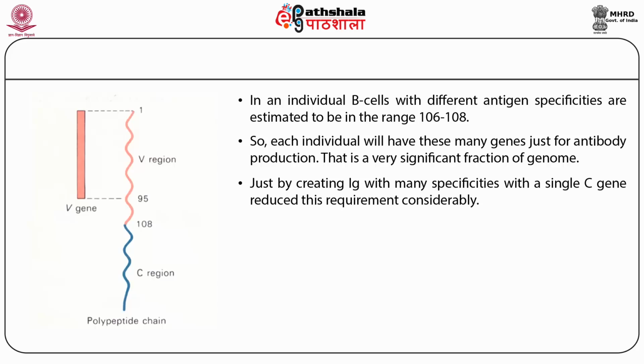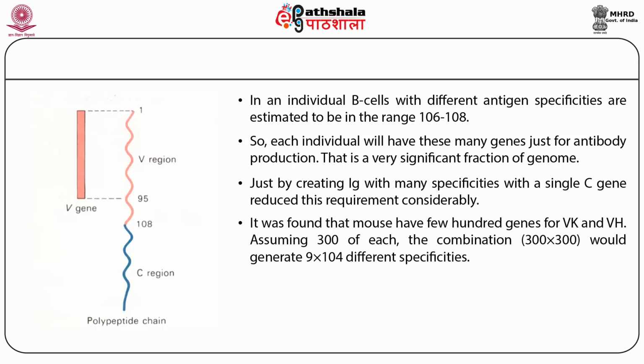What ultimately turned out to be the correct picture was slightly more complicated. It was found that mice have a few hundred genes for V kappa and VH. Assuming 300 of each, the combination 300 into 300 would generate 9 into 10 to the power 4 different specificities. From where is the extra diversity coming, as mice are expected to produce a much higher number of specific antibodies if needed?